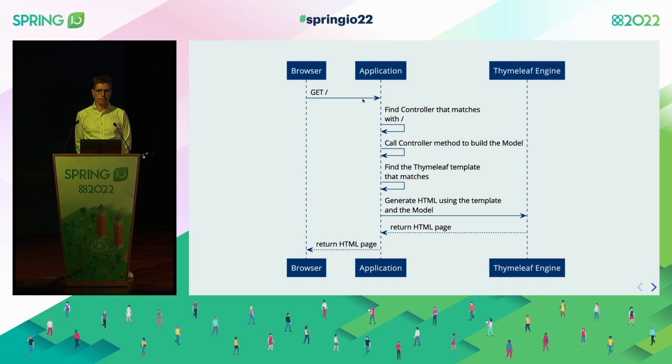At the end of the controller method, we indicate what Thymeleaf template should be used, and the application will find that template. Using both the variables in the model and the Thymeleaf template, the Thymeleaf engine will generate HTML. The HTML is returned to the application, and the application will return the HTML to the browser, which then can display the page.